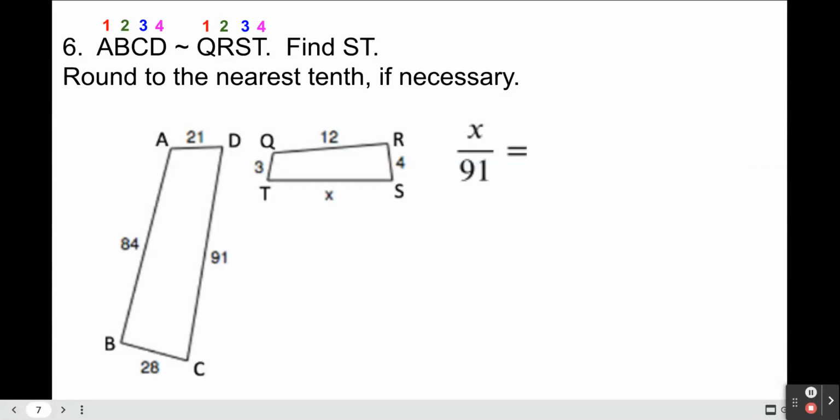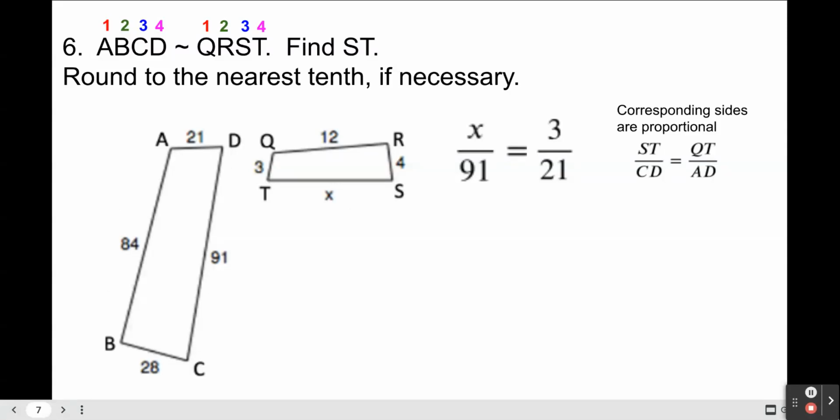And then pick any other side. I'm going to stick with the smallest side, this 3. So QT, the 1, 4, is going to correspond to the AD, that 21. You could have picked any corresponding pairs of sides. You could have used the 4 or 12, but once you choose those numbers, you have to pick the number that it corresponds with.